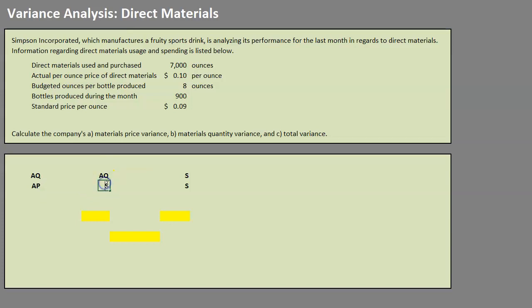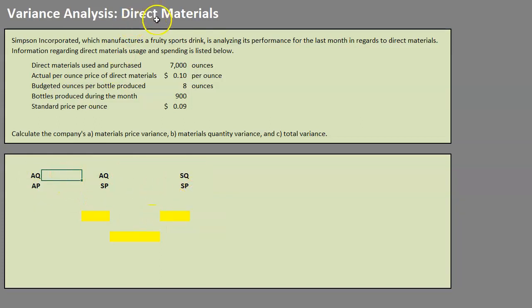Quantity, price. Quantity, price. That is probably one of the hardest parts of getting this all set up, just remembering your rules, AAA, SSS, and that the quantities go on top and the prices go on the bottom.